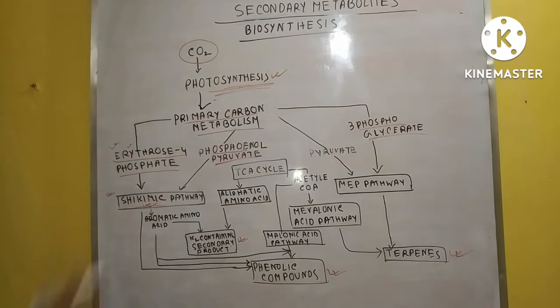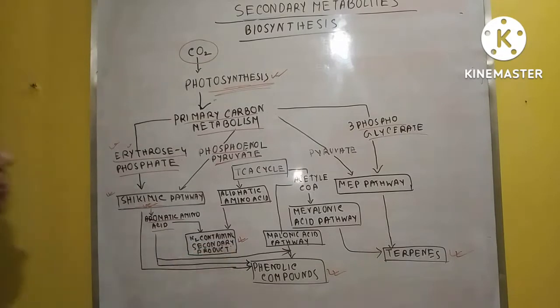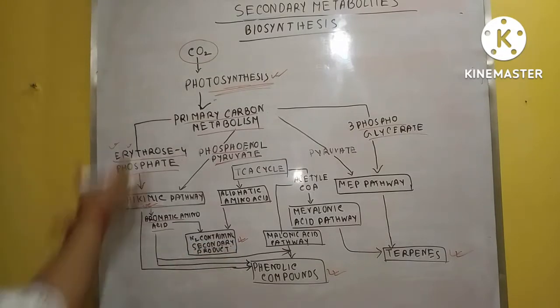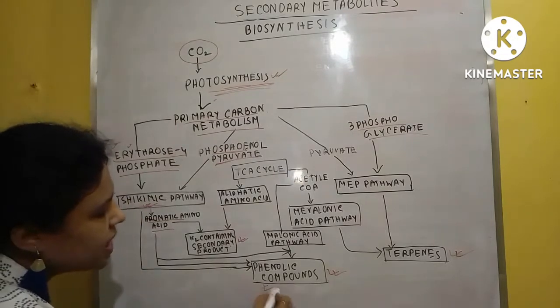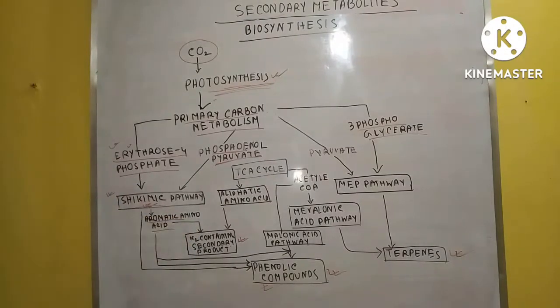And what happens? In the cyclinic pathway, the aromatic amino acid is formed, and from this aromatic amino acid, the nitrogen containing secondary products are formed. Clear? So this is the cyclinic pathway. Another thing also formed in this pathway is called the phenolic compound. From this aromatic amino acid, the phenolic compound is formed.